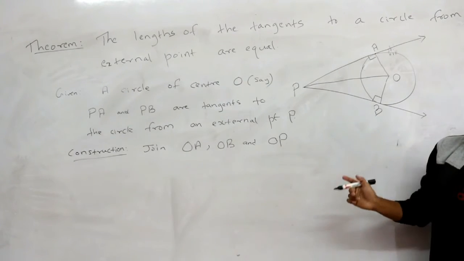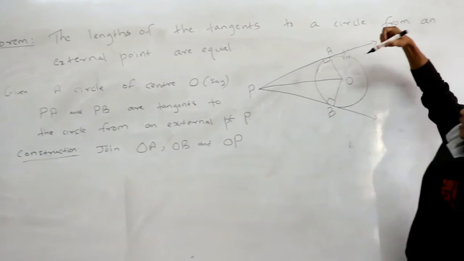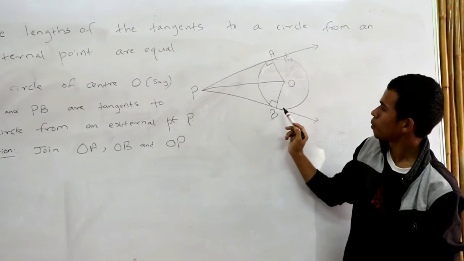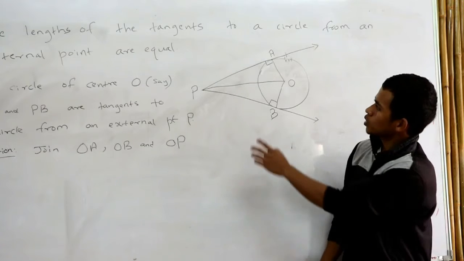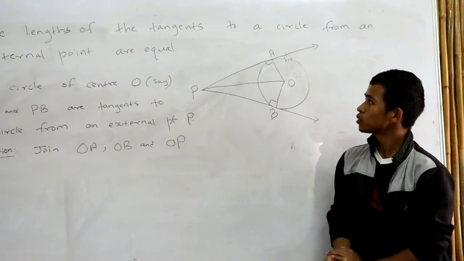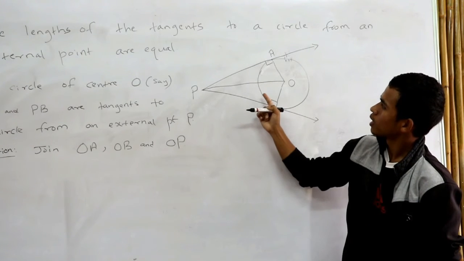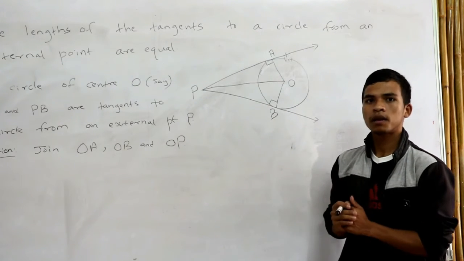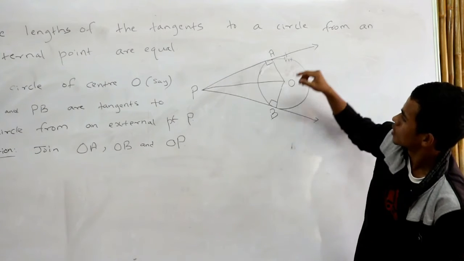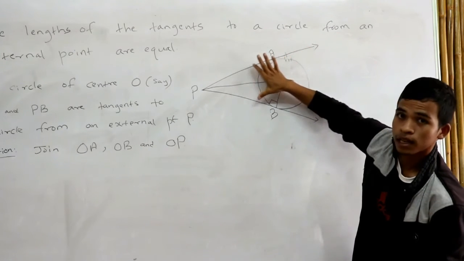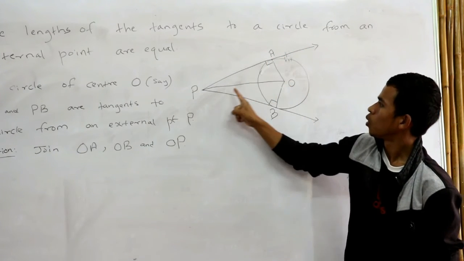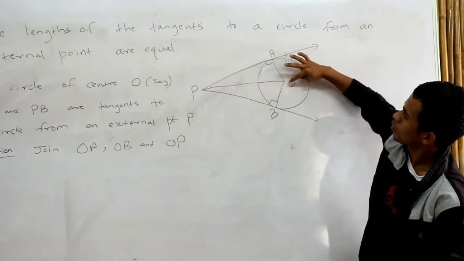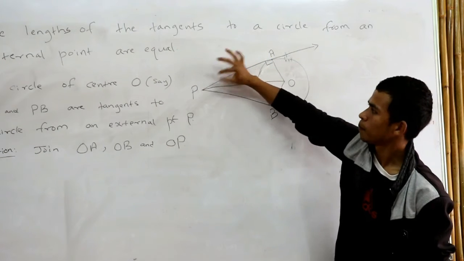Now we will have a look at these two triangles, triangle OAP and triangle OBP. Just by having a look at these two triangles, we can see that they are similar, but let us see how much similar they are. As you can see, both are right triangles, and this OP is a side of this triangle, also it is a side of this triangle OAP.